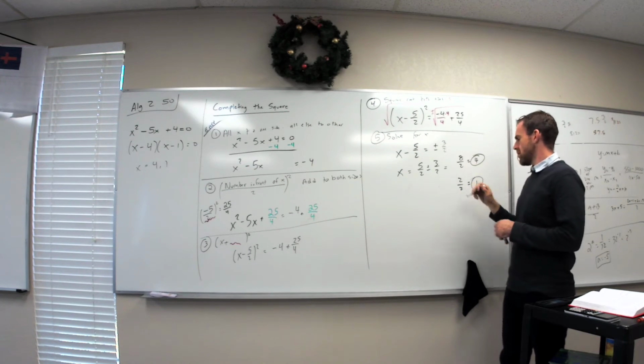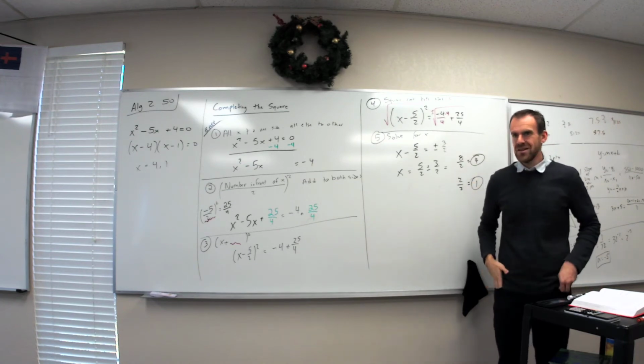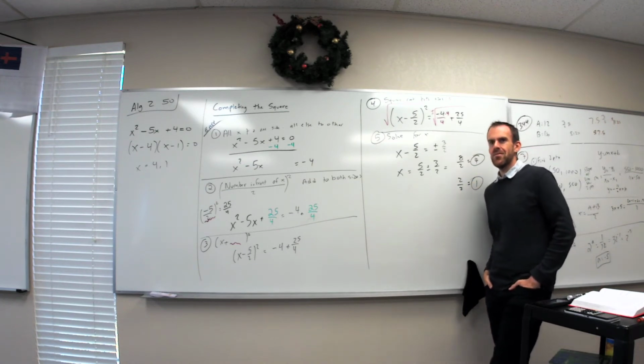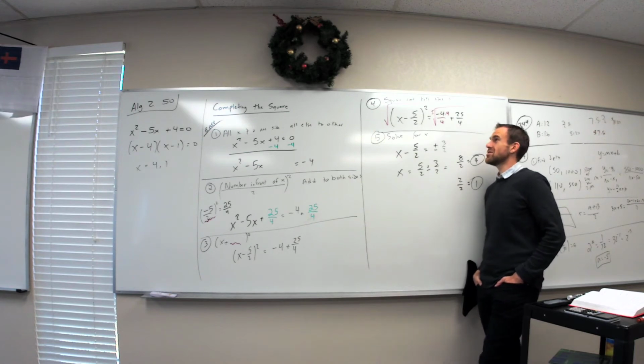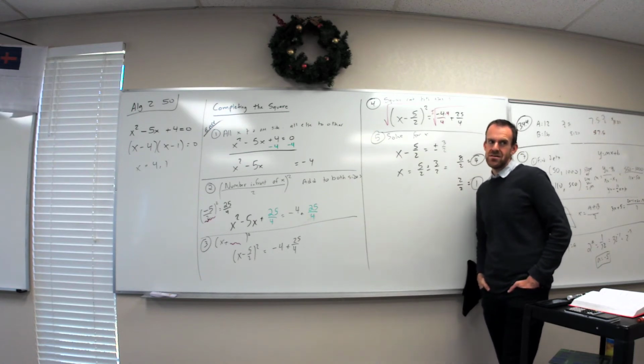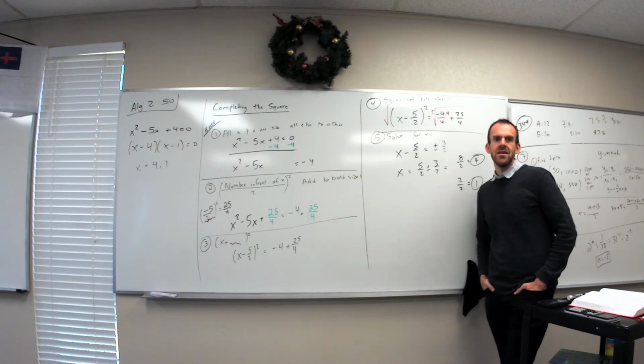Is this how they solved it the first time? No, they solved it by factoring first. But don't you also have to check your work? No, you don't have to check. Oh, thank goodness. Because you didn't square both sides, you square rooted both sides. So you're fine.